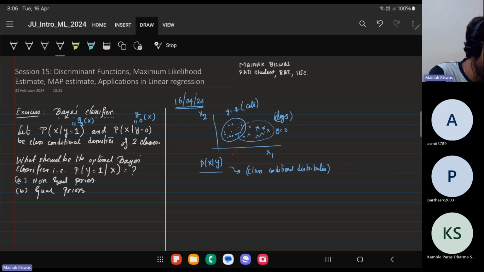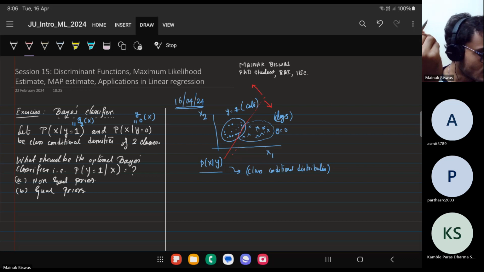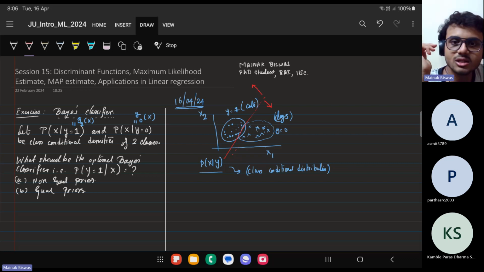You may want to divide these two distributions and make a decision boundary, as we were discussing last time. Say anything above this we categorize as cats, anything below this we categorize as dogs, right? Whenever I say distributions of data, I mean the feature distribution, and the y's are the labels of the data. Any questions till this point?